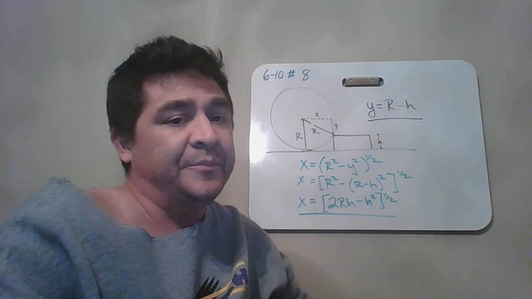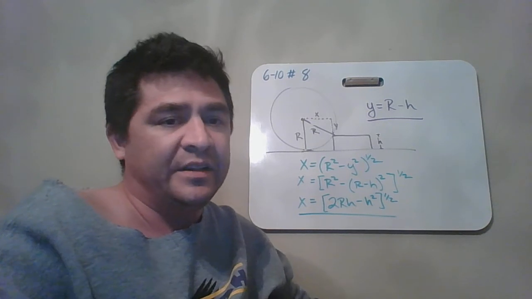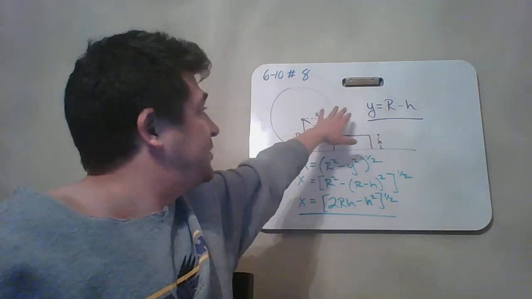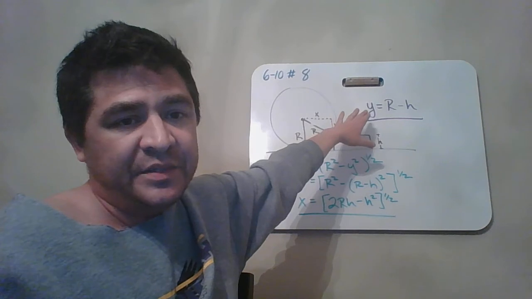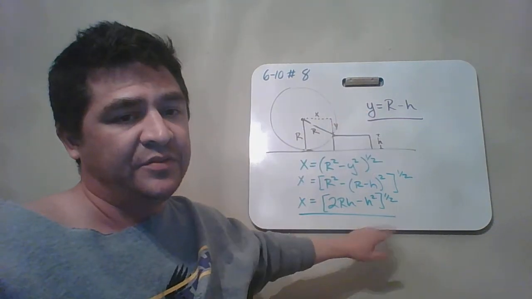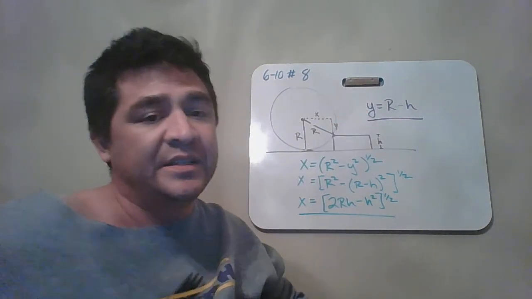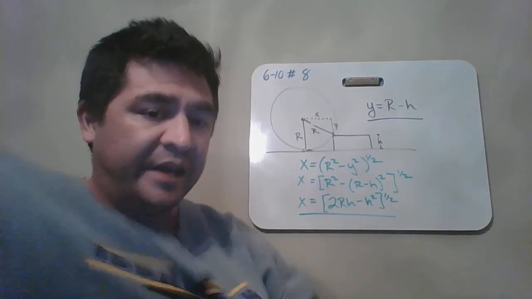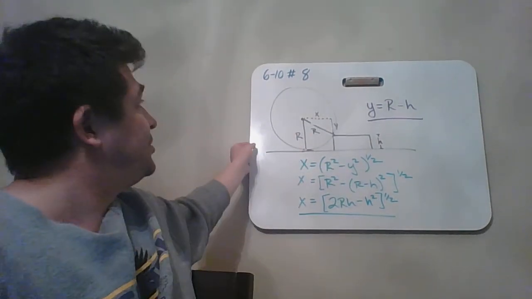So keep these in mind. Write them down before we move on to the next step, right? The Y component of our lever arm is R minus H, and the X component for our lever arm is 2RH minus H squared, rooted. Okay, so that's the first part, just geometry.